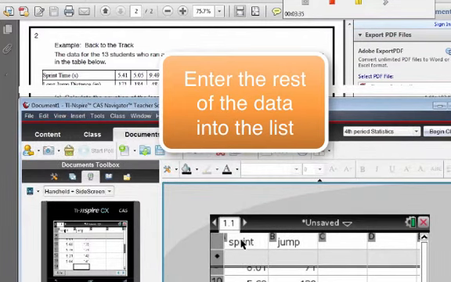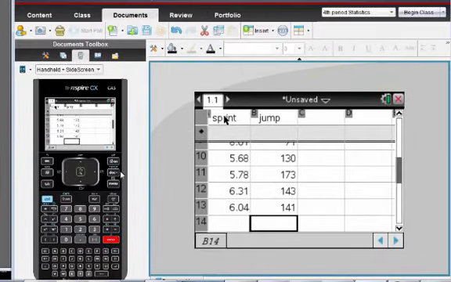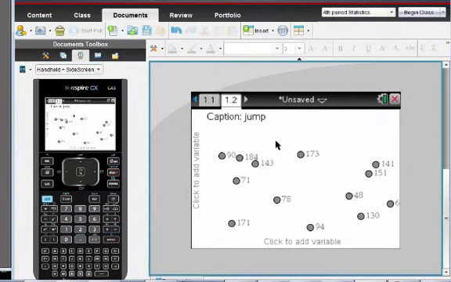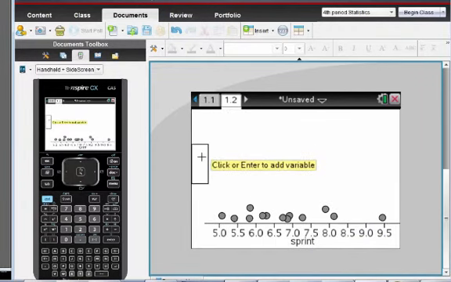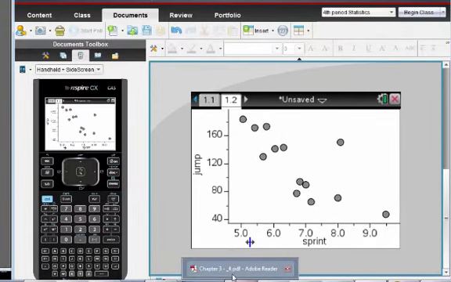Once we get that in, we are going to go ahead and graph this. So make a page, statistics, and go down here, and we want this to be our sprint time. And over here, this will be our jump distance. And there you go.